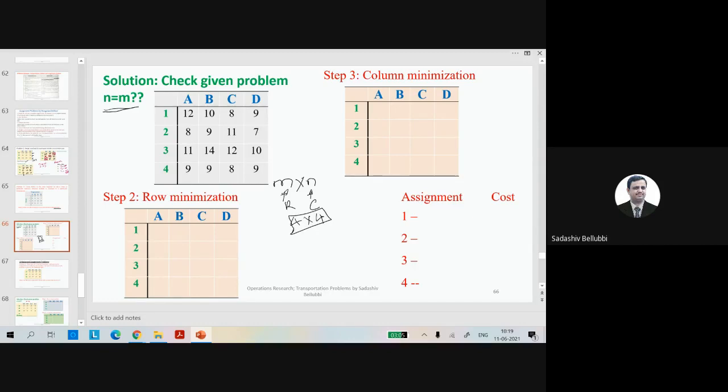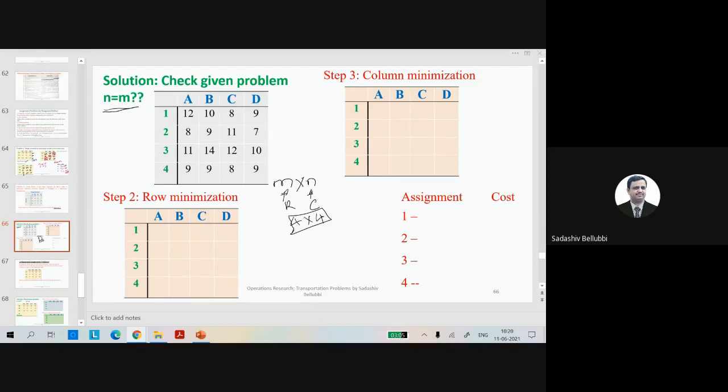So the given problem is a balanced type of assignment problem. Then we can proceed. If it is not balanced, if n is not equal to m, then we need to make it equal by adding either a dummy column or a dummy row, depending on which has fewer rows or columns. That is the first step. Now the given problem is a balanced assignment problem.